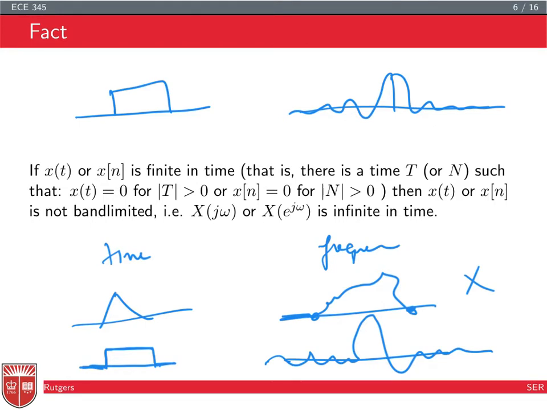in the other domain. I won't prove this, but it's something to keep in mind, whenever you work an example, so you can check your answers against it.